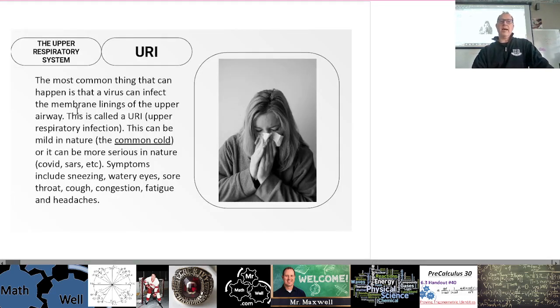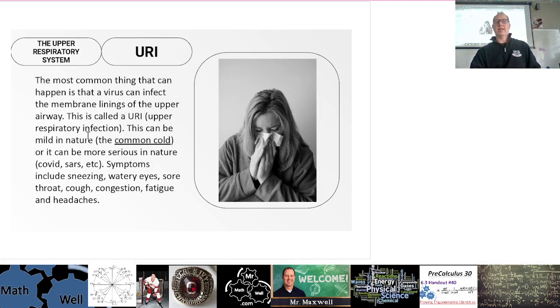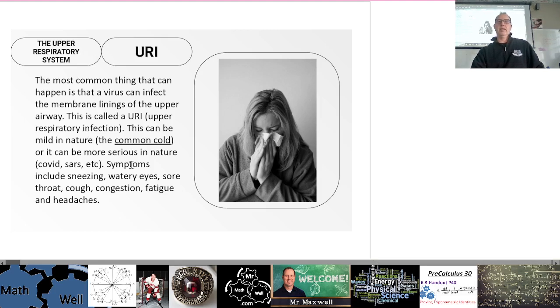The most common thing that can happen is that a virus can infect the membrane linings of the upper airway. This is called a URI, upper respiratory infection. This can be mild in nature, which is really the common cold, or it can be more serious in nature, like COVID or SARS. Symptoms include sneezing, watering eyes, sore throat, cough, congestion, fatigue, and headaches. So a relatively minor infection of the membrane linings of the upper airway, that's a common cold, an upper respiratory infection.